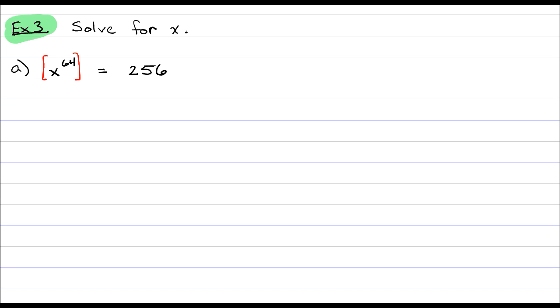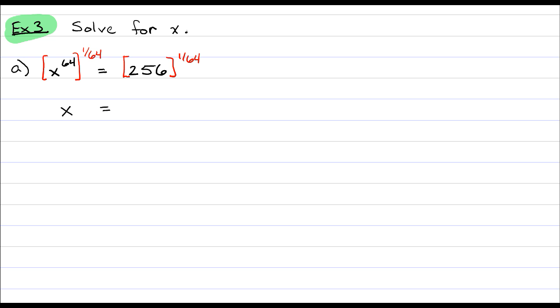On both sides, I need to take the 64th root. As we discussed in example 1, taking a 64th root is the same thing as raising to the 1 over 64th power. So on the left-hand side of this equation, the exponents cancel, and I am left with an x remaining.